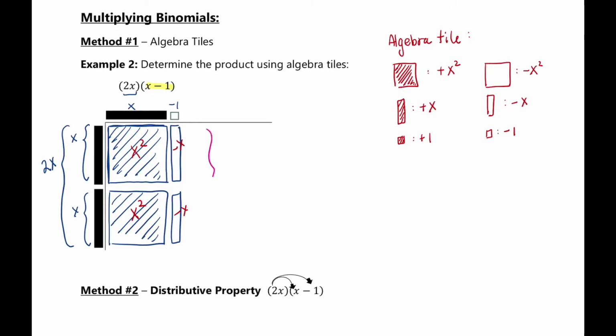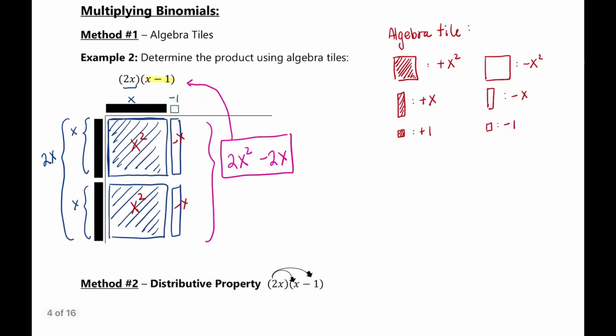All you have to do is add these tiles together. And so this, we can say we have 2 of x squared tiles, and we have 2 of negative x tiles. So we can see that this is the product of that expression using algebra tiles. We're going to double check by using method number 2, distributive property.